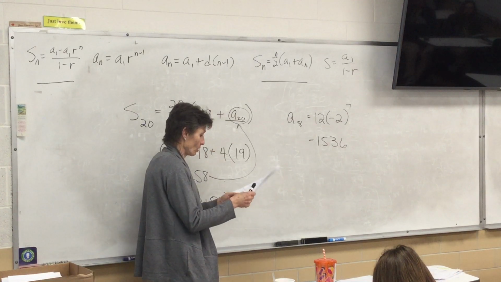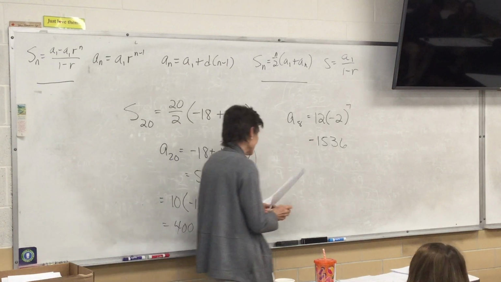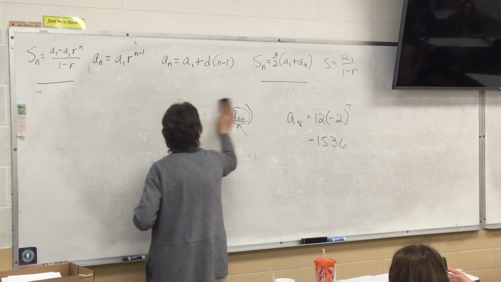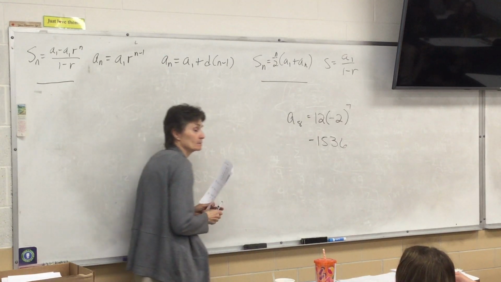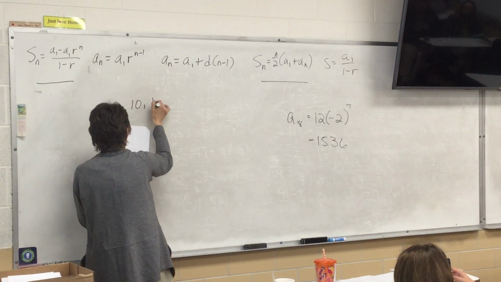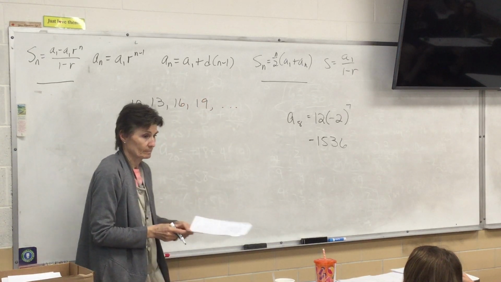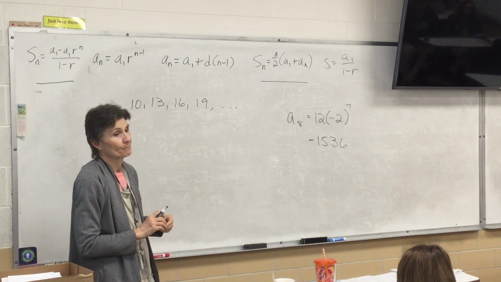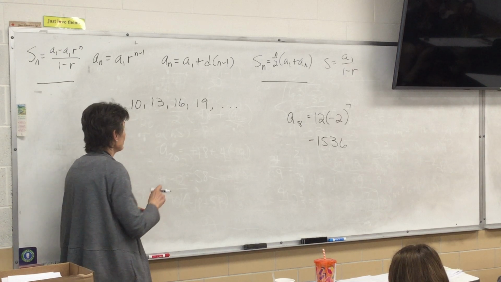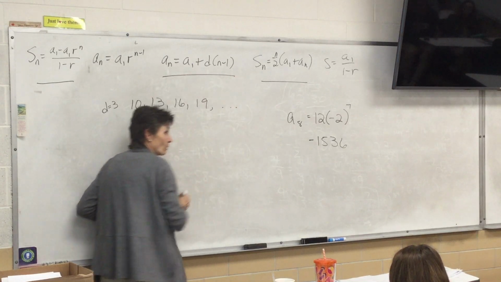All right, we only got a couple more on this sheet. Write an explicit rule for this sequence. What in the world am I talking about? An explicit rule is just a formula. Here's my sequence. What's happening? Adding 3. So my difference is 3. It's arithmetic. Difference is 3. This is your arithmetic formula.